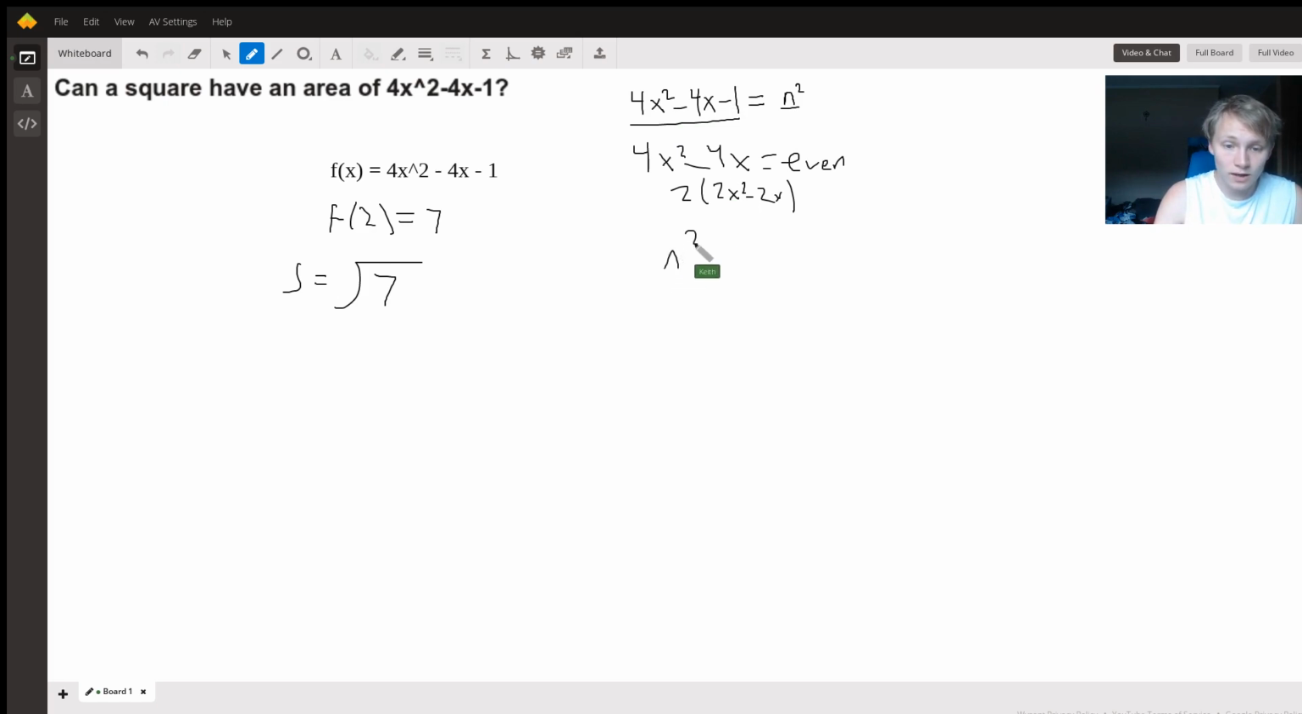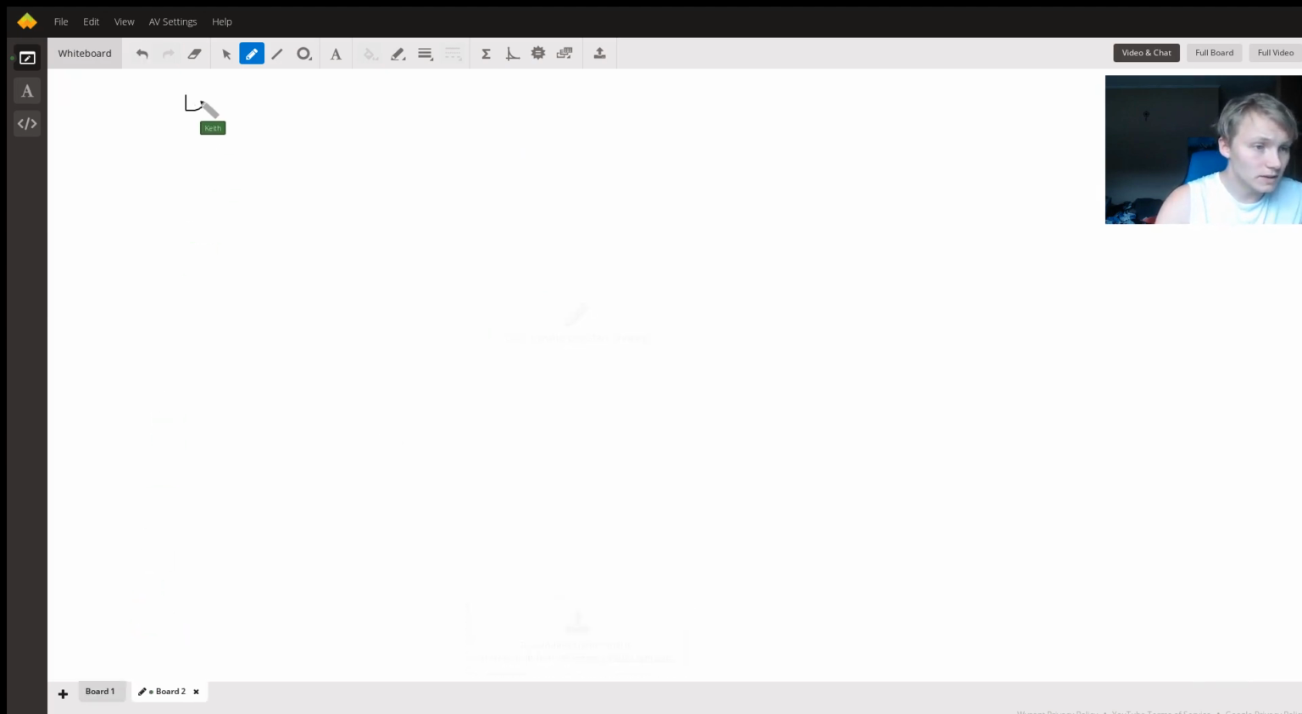So n squared is odd, and this is true if and only if n is odd as well. So we know now that if a square has this area, its side length must be an odd number. So let's see what happens if we just play with that idea a little bit.